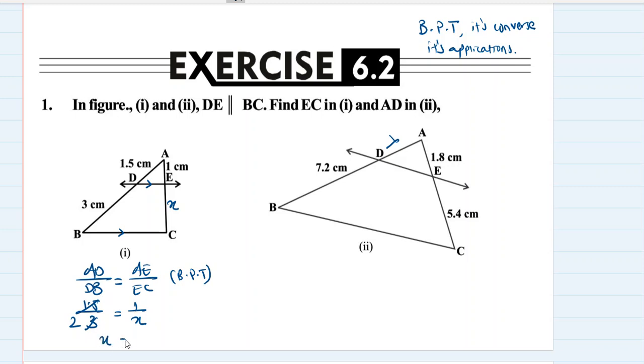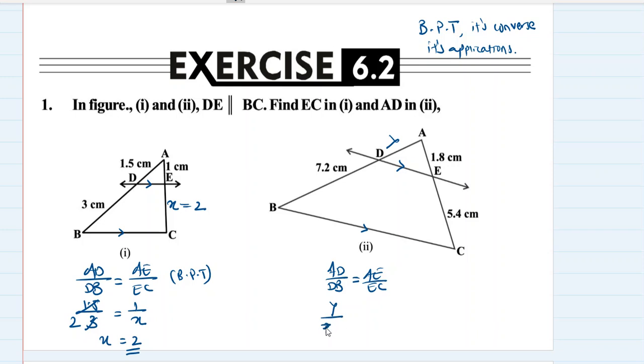So this will be X is equal to 2. So the value of EC, or X, is nothing but 2. Over here we know that DE is parallel to BC. So again, by applying basic proportionality theorem, AD upon DB equals AE upon EC. Very simple question. These kind of questions can be asked to you for 1 mark in your exam.